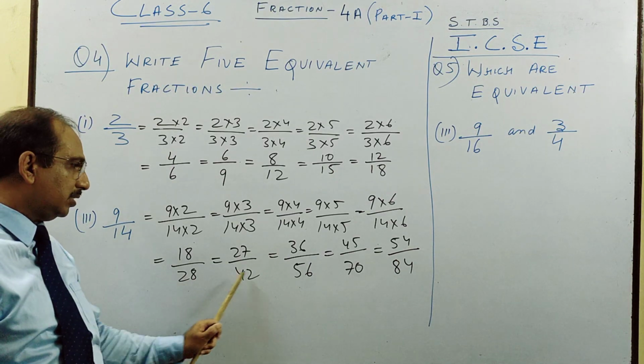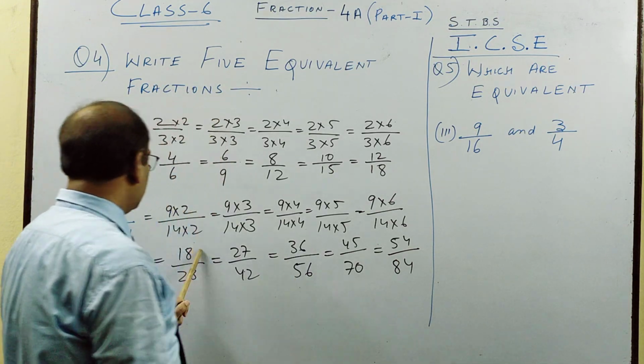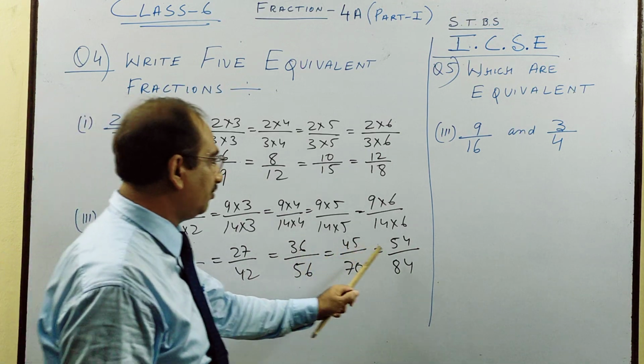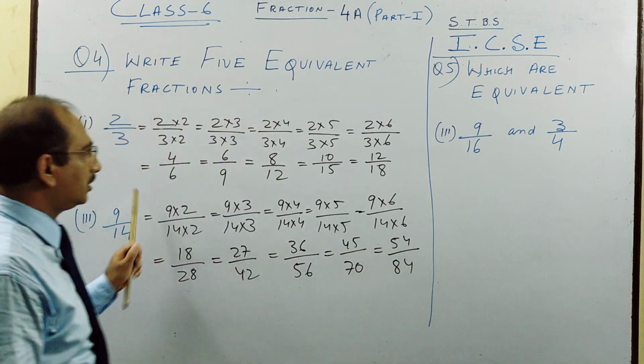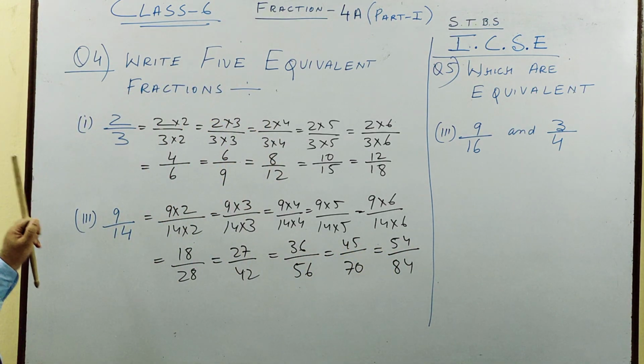9 2s are 18, 9 3s are 27, 9 4s are 36, 9 5s are 45, 9 6s are 54. So this is how you pause and copy.